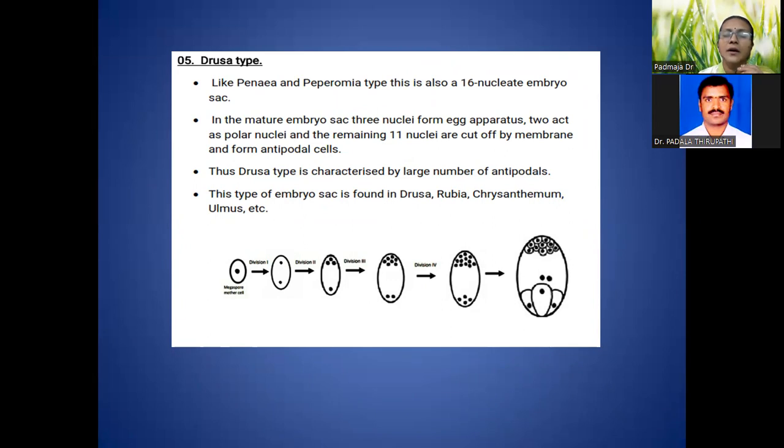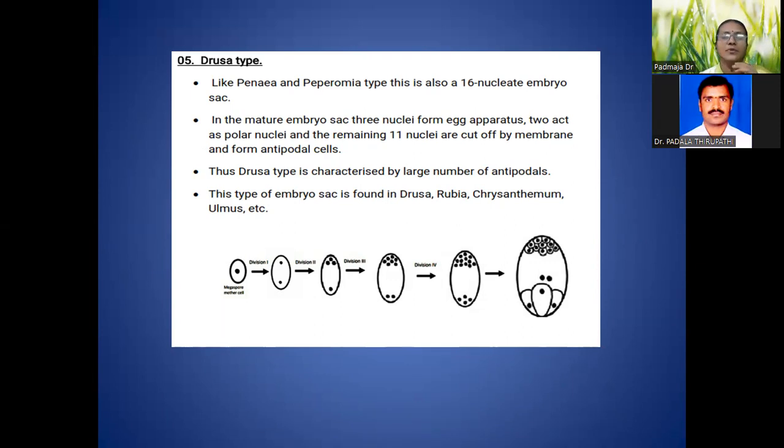The arrangement will somewhat change, but the embryo sac is 16 nucleate. And if you see how the stages are seen here with the tetrasporic embryo sac, that means the megaspore is present, and in this megaspore, there are 4 nuclei. These 4 nuclei undergo 2 mitotic divisions. By the first mitotic division, 8 nuclei are formed, and by the second mitotic division, 16 nuclei are formed.